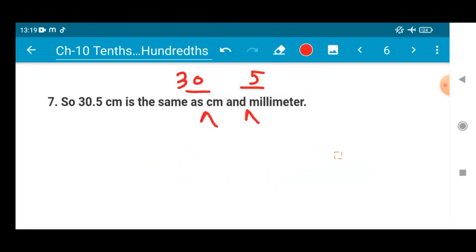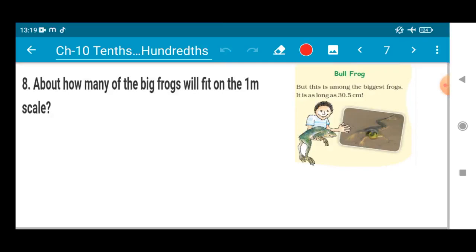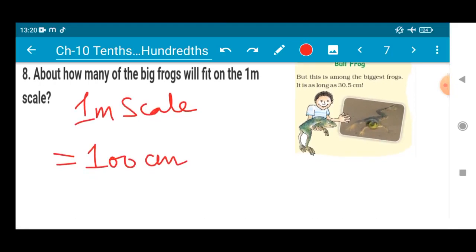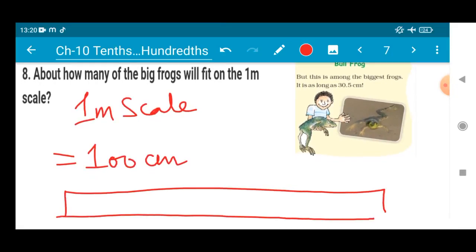Okay. Alright, next, about how many of the big frogs will fit on the 1 meter scale. If you have a 1 meter scale with you, it means it is a 100 centimeter scale, right? In this 100 centimeter scale, how many big frogs are going to fit? Big frog means it is 30.5. This value should be known to you, because it is going to help you solve this. So what is the measurement of your scale? Total is 100 centimeter.